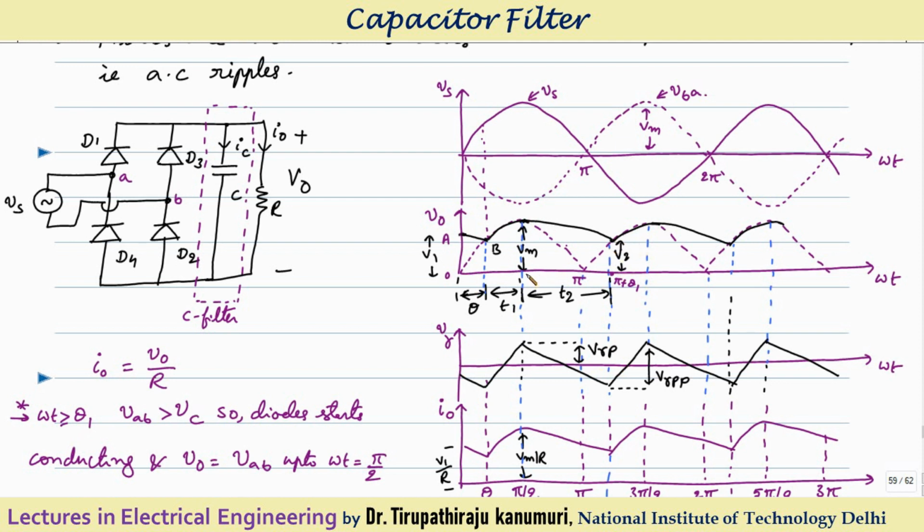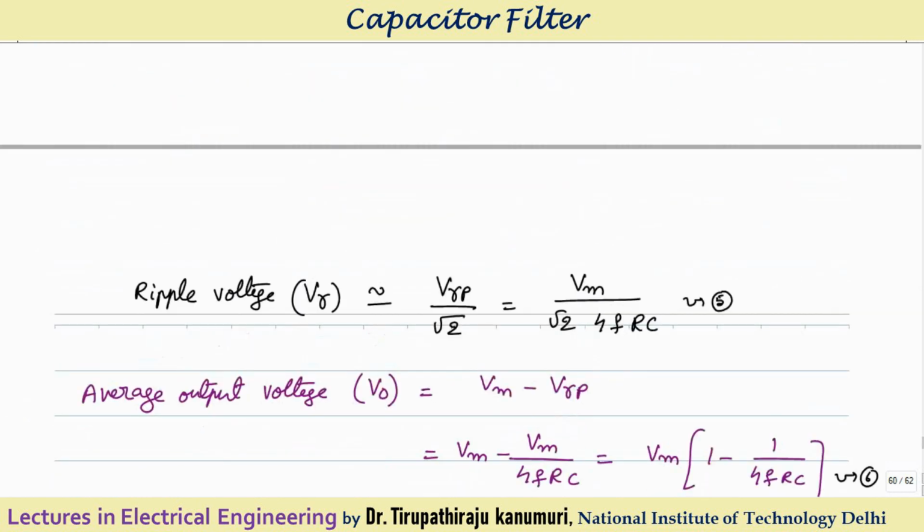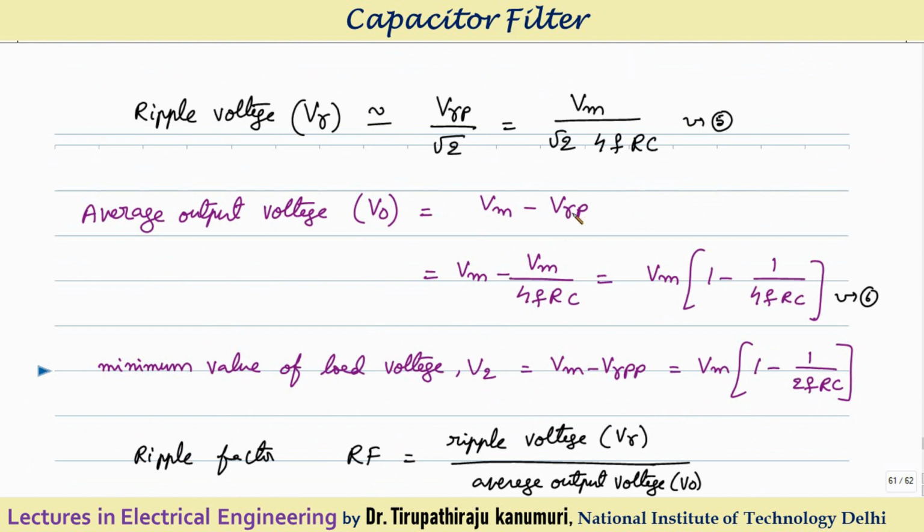Another way of calculating is to take V maximum minus VRP, because the average value of the ripple component will be in the center. So that you add to the minimum value V2, you can get it. Otherwise subtract, V maximum minus VRP. Using that also I can get my average voltage. The same thing I have done here. So the average output voltage is V maximum minus VRP, which is V maximum minus V maximum by 4F RC. If you simplify, it is V maximum into 1 minus 1 by 4F RC.